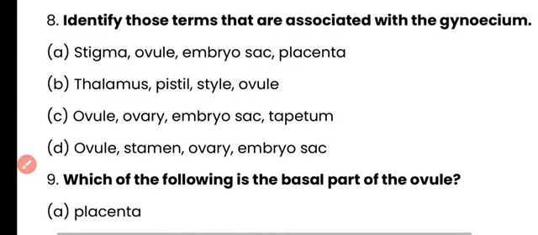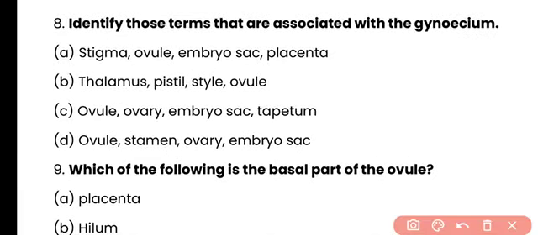Question number 8. Identify those terms that are associated with the gynoecium. Stigma, ovule, embryo sac and placenta, thalamus, pistil, style and ovule, ovule, ovary, embryo sac and tapetum, ovule, stamen, ovary and embryo sac. तो इसमें जो करेक्ट आंसर है वो है ऑप्शन ए. स्टिग्मा, ओव्यूल, embryo sac and placenta are associated with gynoecium.